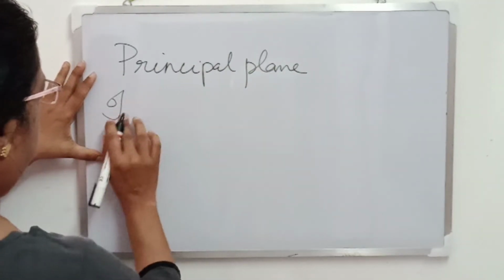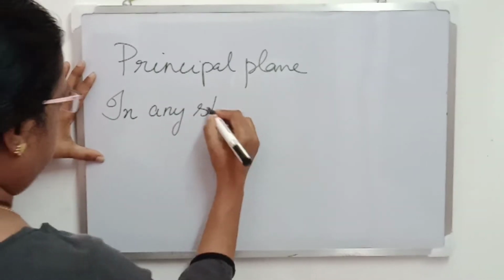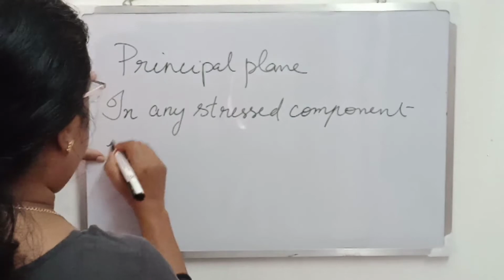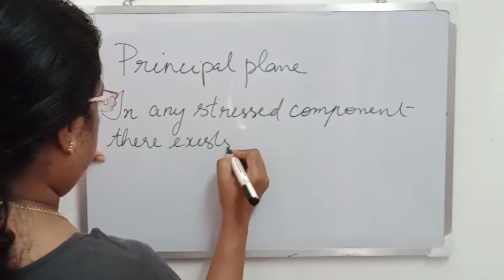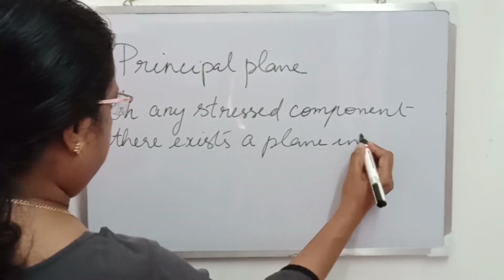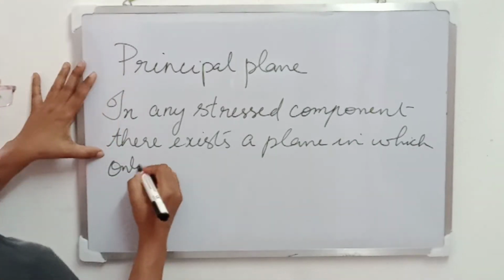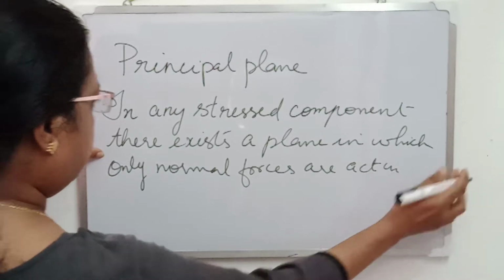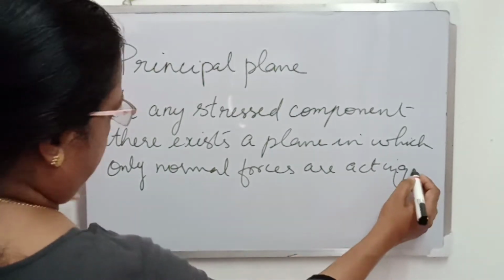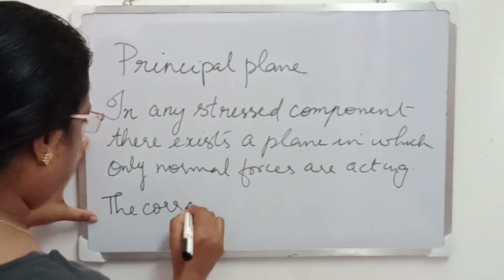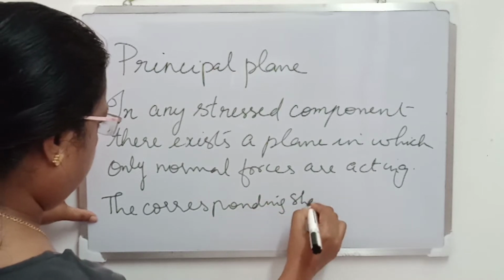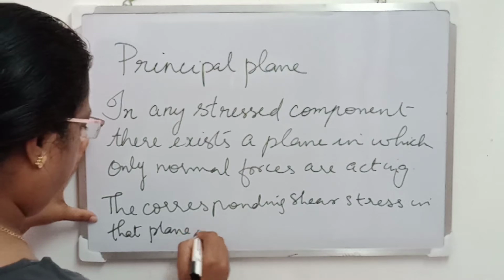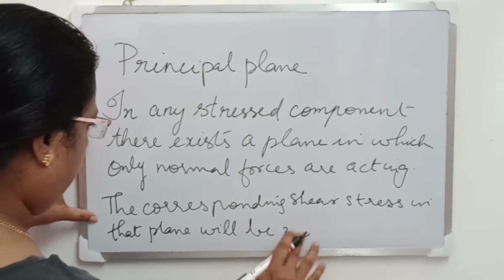I am writing down the definition of a principal plane here. In any stressed component, there exists a plane in which only normal stresses are present or acting. That means the corresponding shear stresses in that plane will be zero or nil.